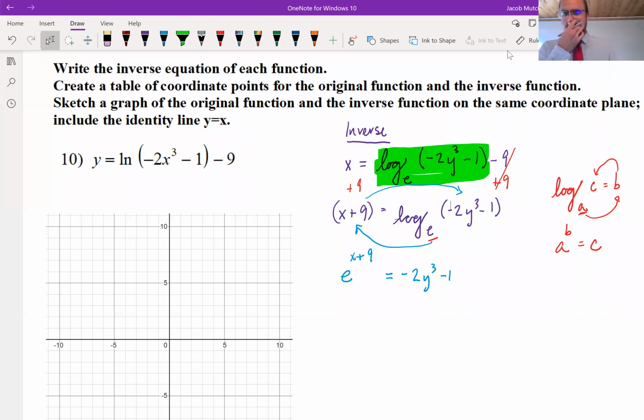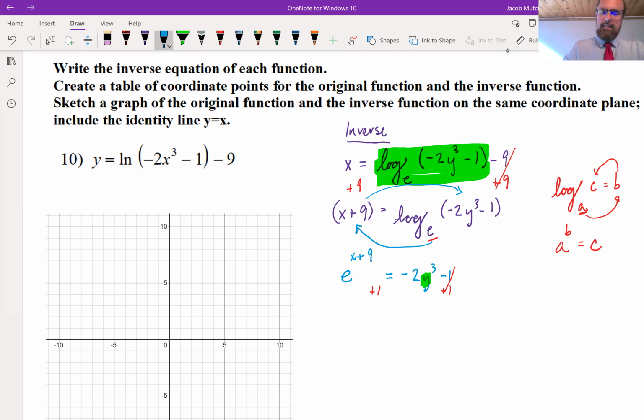So that's almost solved for now. At this point, once I've made that conversion, I want to keep my eye on y. That's what I want to solve for. So I need to move the minus 1, the minus 2, and the power of 3. I'll start by adding 1 to cancel the minus 1.